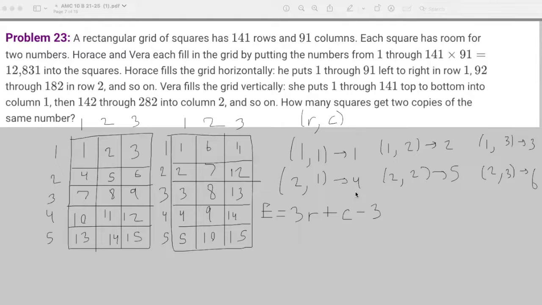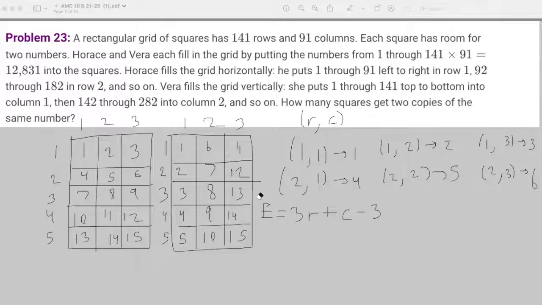So as a result, it should be like 3R plus C plus or minus some sort of constant, and then we solved for that constant. And now if we just try different values here, we will always get the right answer. So if we ask ourselves, what's 2 comma 2 here? Well, it's just going to be 6 plus 2 minus 3, which is 5. So that works just fine. And in general, for all the entries of the grid, it's going to work.